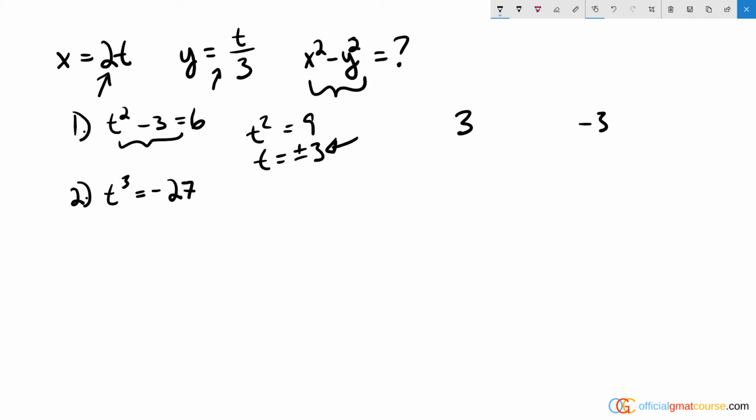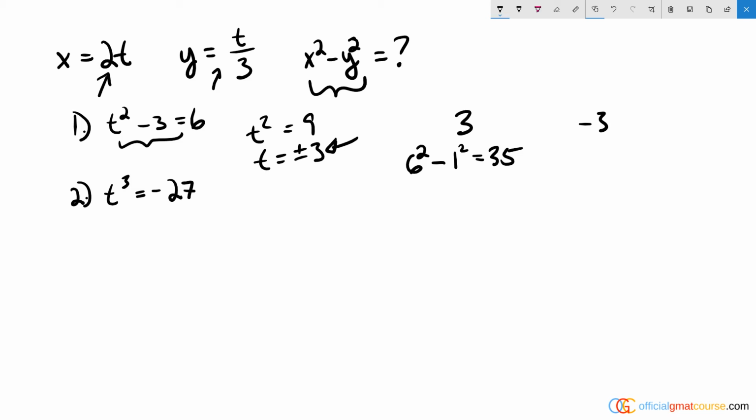So if we use 3, then x becomes 2 times 3, which is 6. And then we'd have 6 squared minus y, which is 3 over 3, which would become 1. So that would give us 1 squared. So here we are going to get a positive value of 36 minus 1, which is 35.